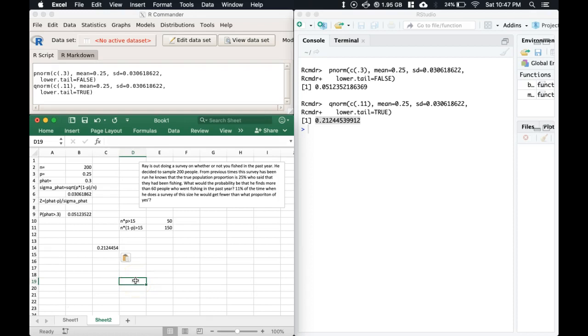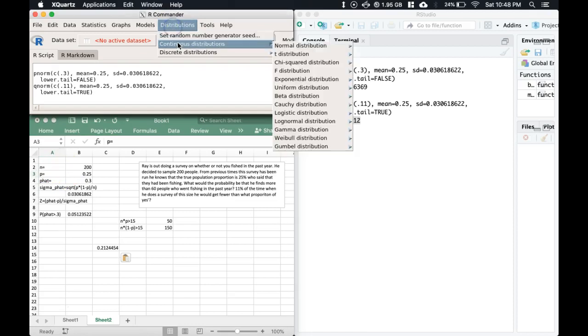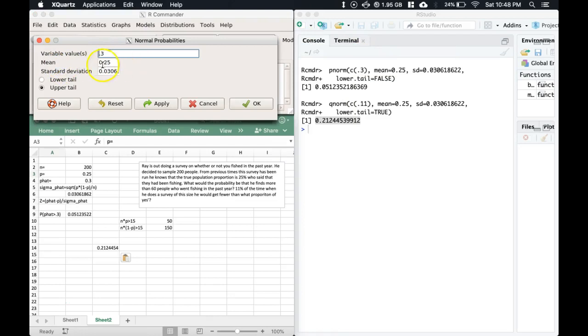So once again, this is the same process that we did last week. We just have to do a couple of intermediate steps to figure out what p is. And when we go to our distributions and go to the probabilities, we would put the p in where the mean is. The p hat is where you put the variable values, and the standard deviation is still just the standard deviation. Besides that, it's exactly the same. Good luck.